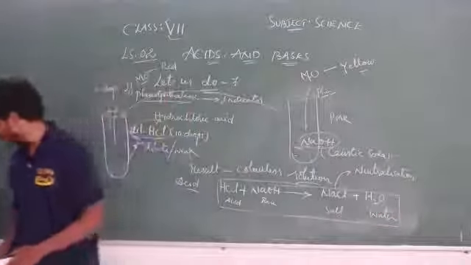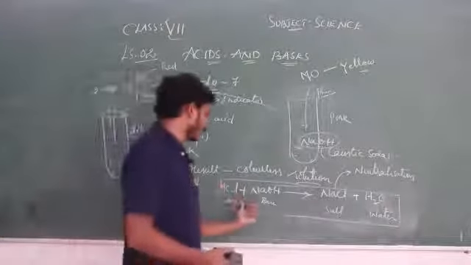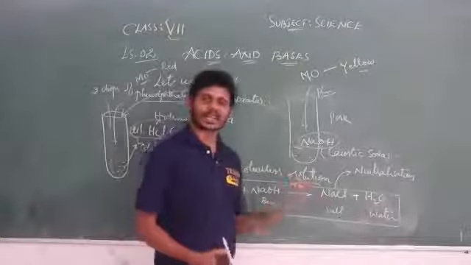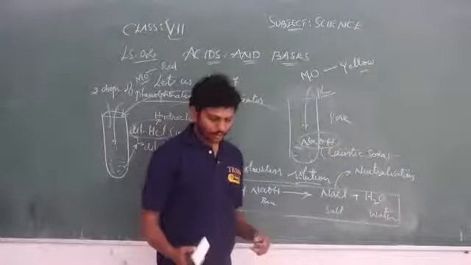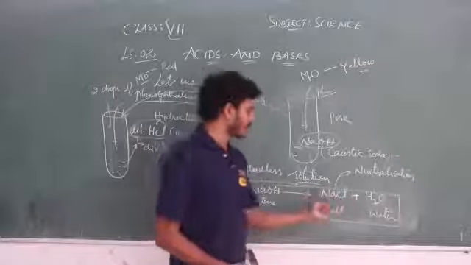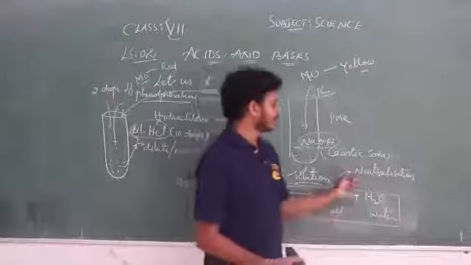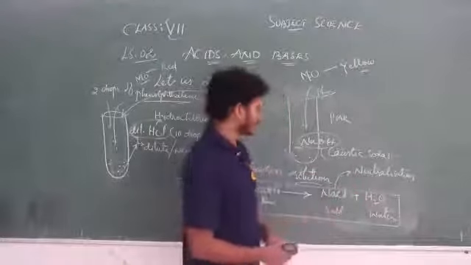Which reaction is that? Neutralization reaction. So here, when an acid and a base react with each other, they get neutralized. When it gets neutralized, salt and water are produced. If salt and water are produced, remember, it is a neutralization reaction.